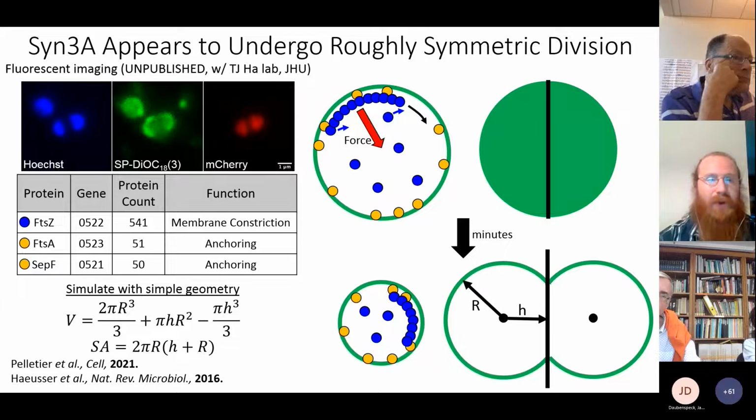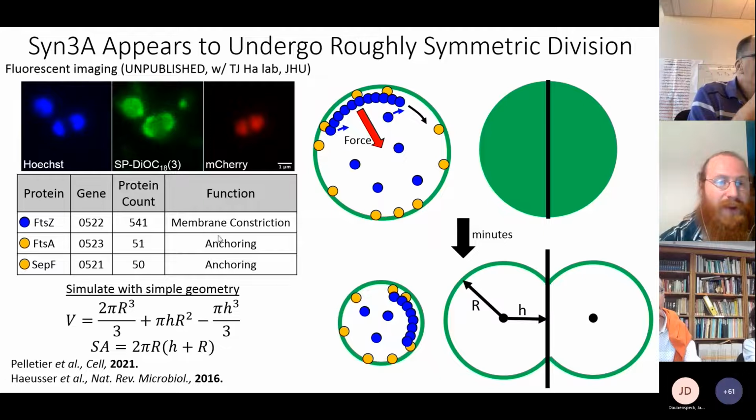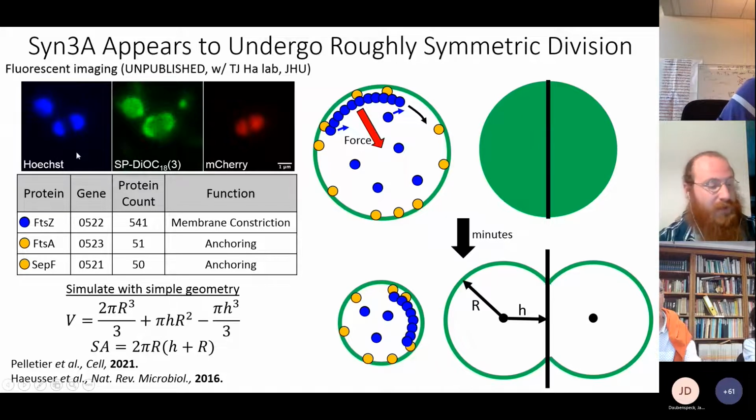So in collaboration with TJ Haas lab at Johns Hopkins, we have some fluorescent images of dividing Syn3A. All I'm trying to point out in these is that if you look at the pair of cells in the center, we are fairly confident that these are a pair of cells currently undergoing division because of the connectivity of the membrane intensity. And so we are just trying to show here that the cell divides roughly symmetrically. And we know from James's talk that Syn3A has the necessary mechanical proteins to divide the cell.